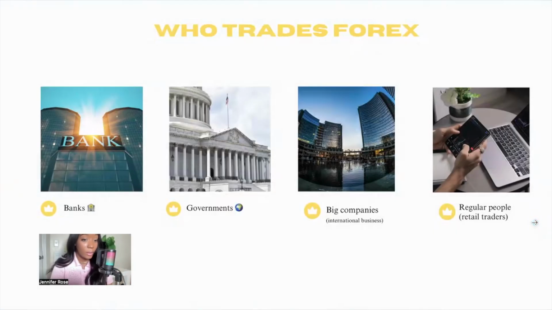So, who trades Forex? You have banks, you have governments, you have big companies, and then you have regular people like me and you. Now, the banks, the big companies, and the governments, they have a lot more money to move the fluctuation of price. We, as retail traders, are just there to follow what we see on the charts to make a profit, right? We cannot control the fluctuation of price, we are just following behind it. So whatever, again, we see on the charts is what we are following.